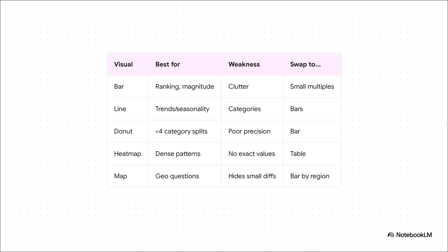Okay, to pull all of this together, we've made this master cheat sheet. Think of it as your quick start guide for any new project. For instance, you can see here that while a bar chart is a champ for ranking, it can get cluttered, so maybe small multiples are a better alternative. Or that a heat map is amazing for dense patterns, but if you need the exact numbers, you might swap to a table. Take a second to look this over. It's a great tool to keep in your back pocket.